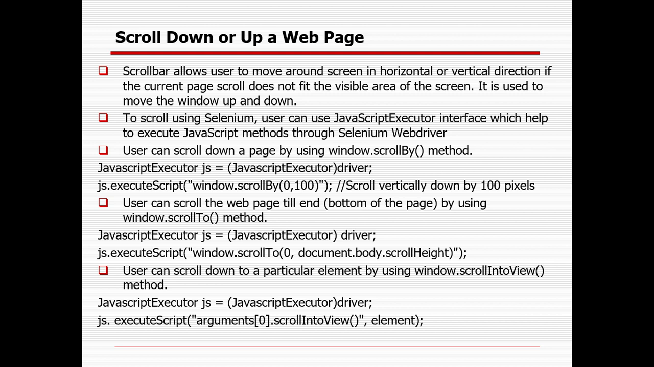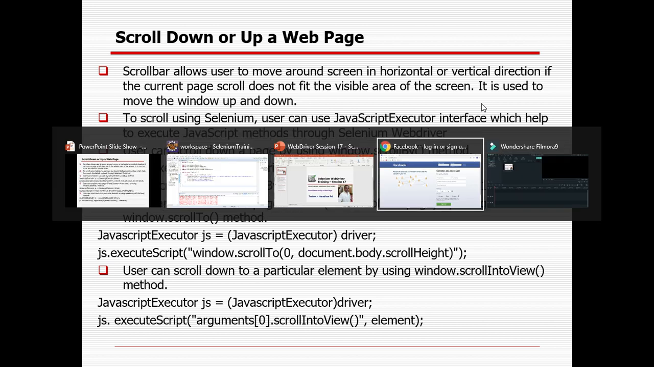What is a scroll bar? A scroll bar allows the user to move around the screen in a horizontal or vertical direction if the current page does not fit the visible area of the screen. It is used to move the window up and down, right? Suppose I am giving a simple example here.